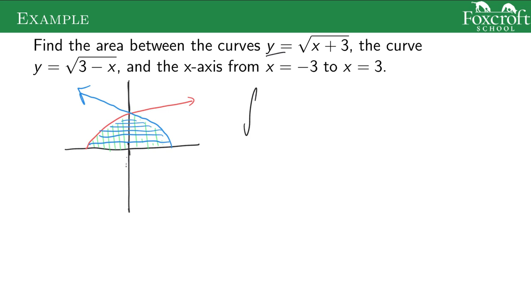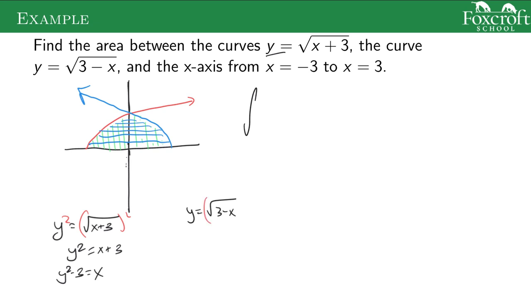So how do I solve these for x? So y equals square root of x plus 3. I can square both sides. I need y squared equals x plus 3. So the x is y squared minus 3. I can do the same thing for the other one. y equals the square root of 3 minus x. Squaring both sides, y squared is 3 minus x. x is 3 minus y squared.